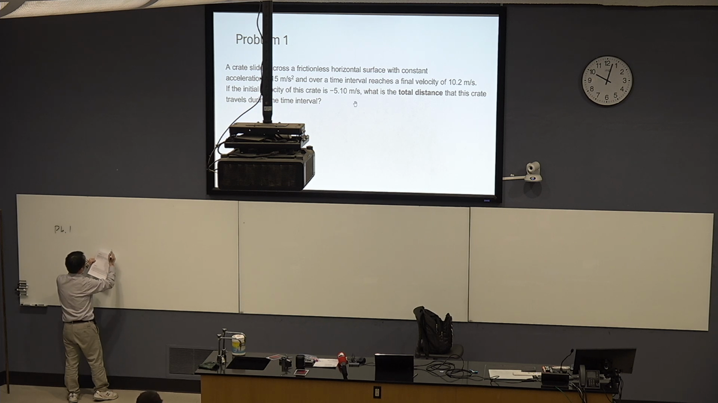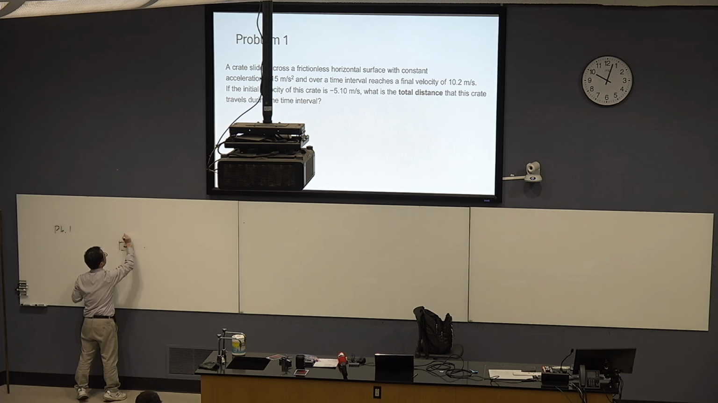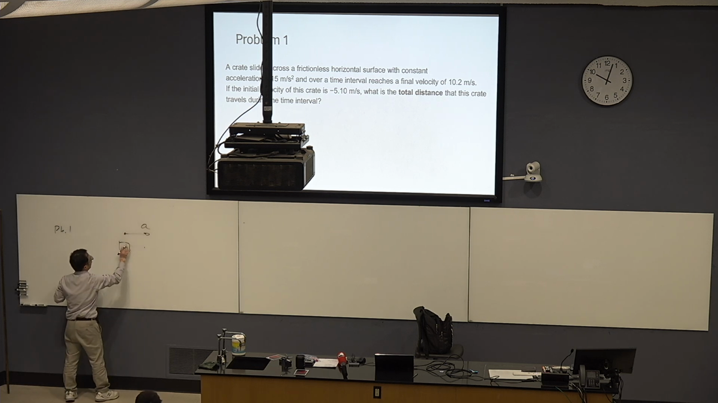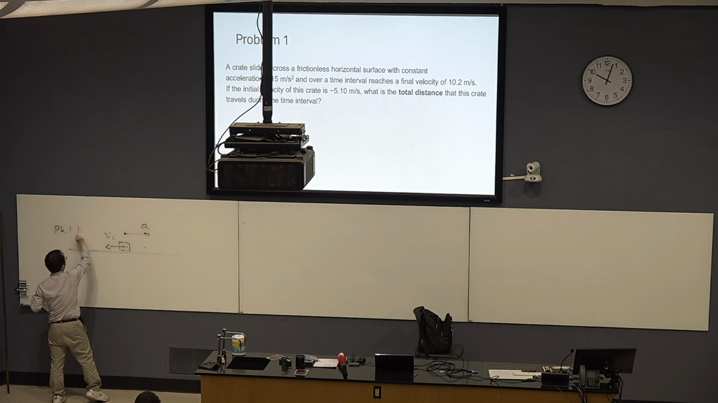Problem 1: here we have a crate which slides from a certain location. We talked about this before the test. So you have an acceleration A, and acceleration A is here, but the initial velocity is here, right? And then you consider displacement.